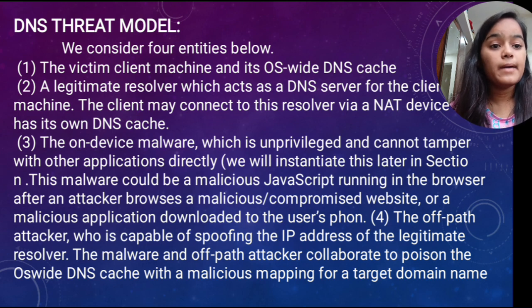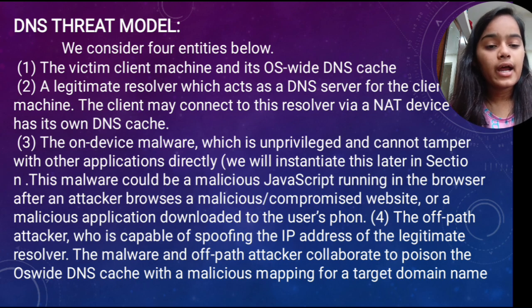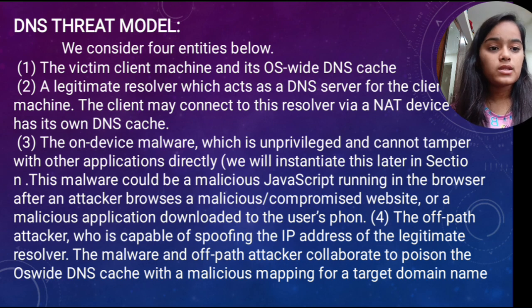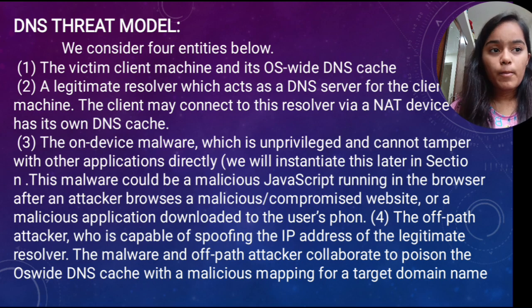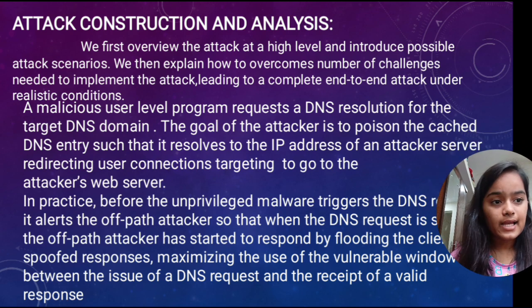This malware could be a malicious JavaScript running in the browser after a user browses a malicious or compromised website, or a malicious application downloaded to the user's phone. The fourth entity is the off-path attacker, who is capable of spoofing the IP address of the legitimate resolver. The malware and off-path attacker collaborate to poison the OS DNS cache with a malicious mapping for a target domain name. Next, let us move on to attack construction and analysis.